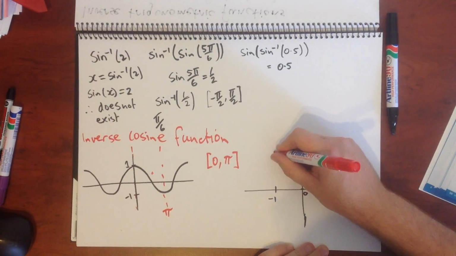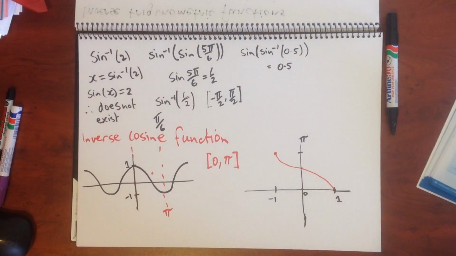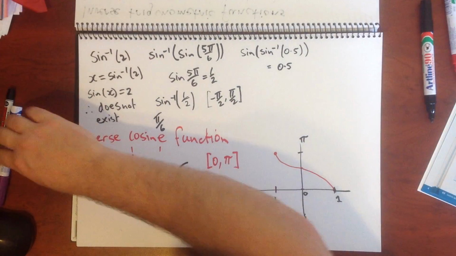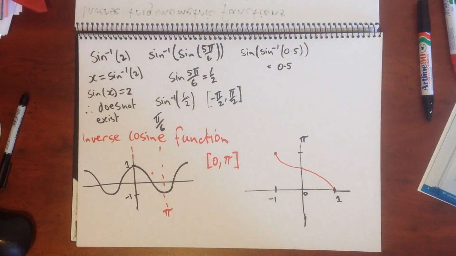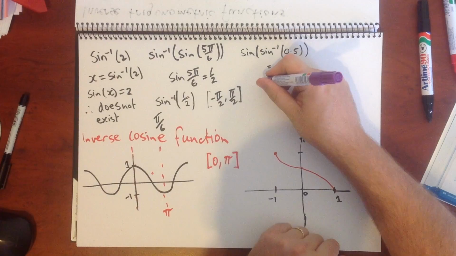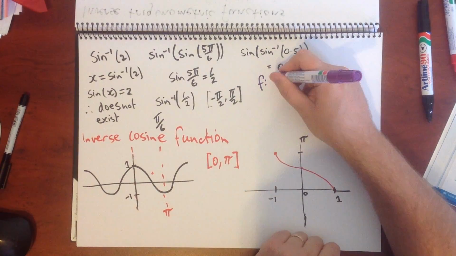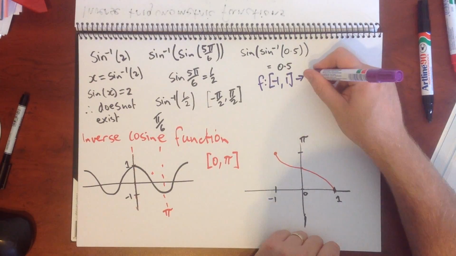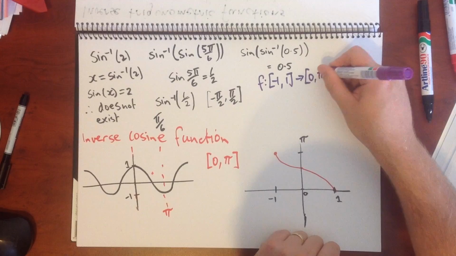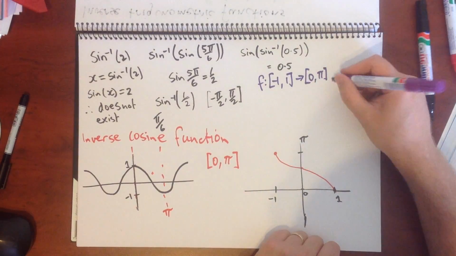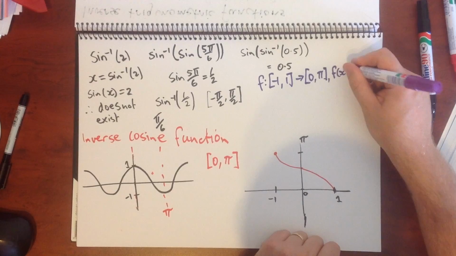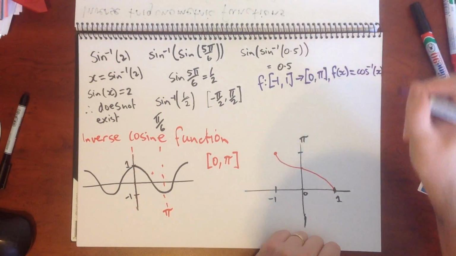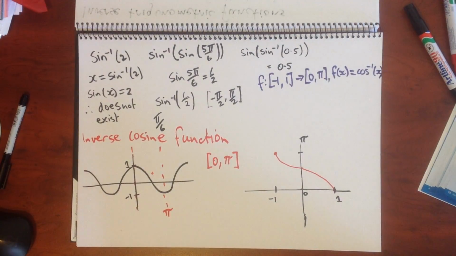Again, we include our endpoints. So our general result is that our inverse cos function can be defined by our domain from negative 1 to 1, with a range of 0 to pi, and f of x equals the inverse cos function. So that's how we define our inverse cos function.